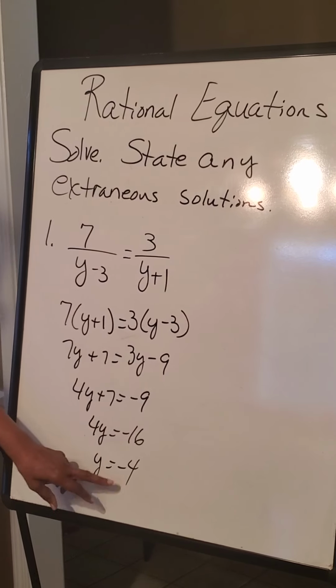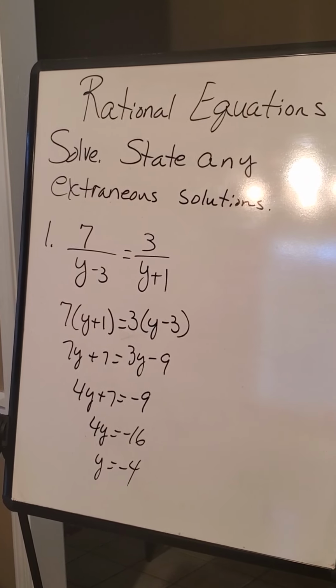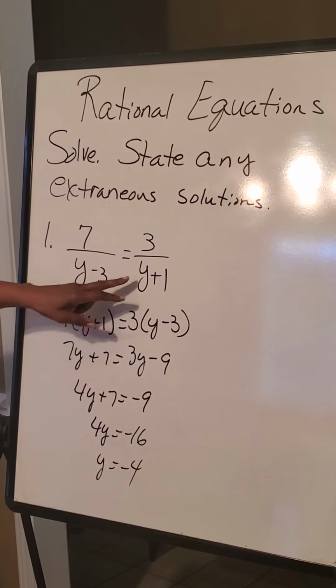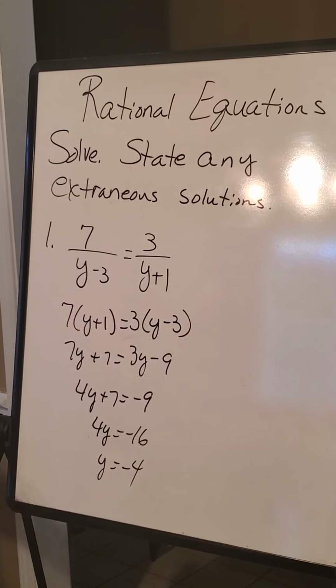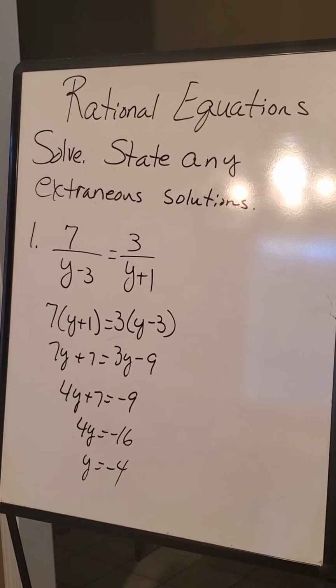Now I'm going to check to make sure that that negative 4 will not make either of my denominators a 0. So if I put a negative 4 here, I'll be okay. Put a negative 4 here, I'm okay. So the solution for this problem is y is equal to a negative 4.